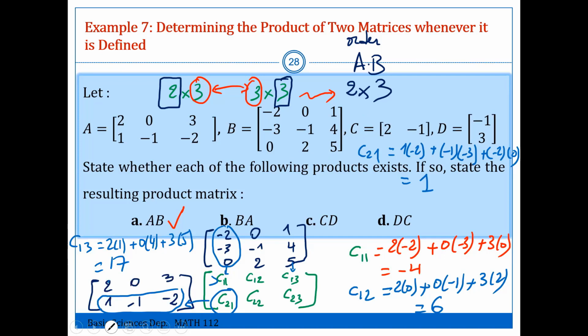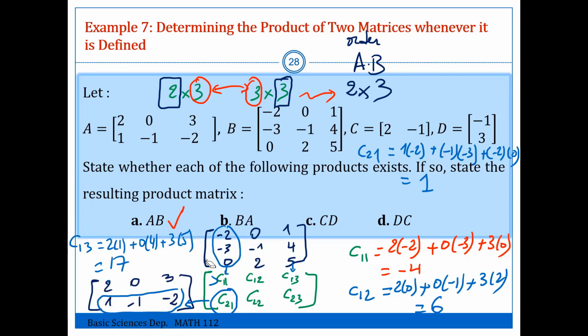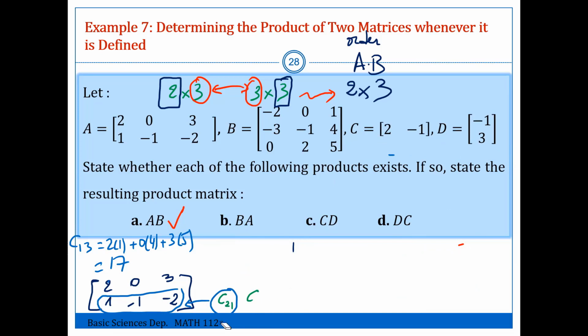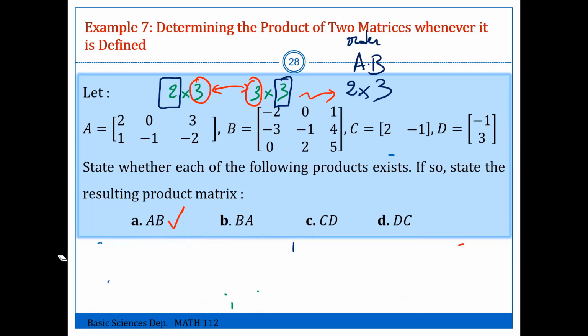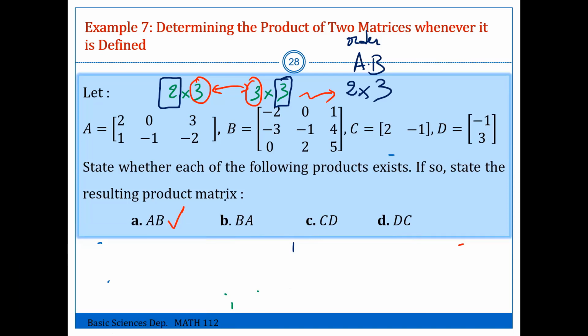Let's see now. We computed AB, and we said AB, no problem, we can multiply. What about BA? What do you think? Not possible. AB possible, BA not possible? Yes. B is 3 times 3, A is 2 times 3. Do we have matching? No. No matching. So not possible.